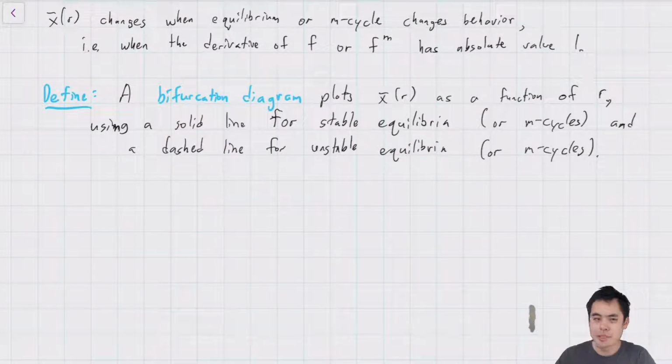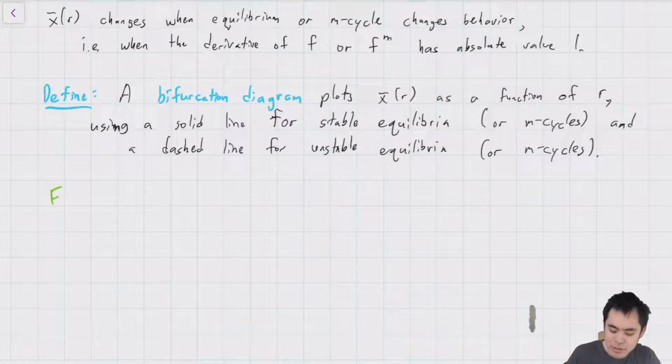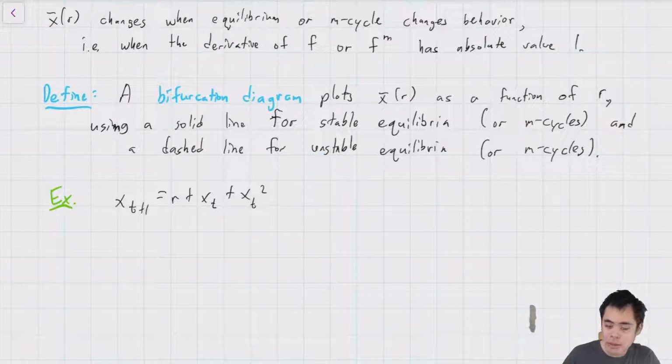Let's give an example of this, because this is a little bit weird of a definition to use, and I don't think it's so obvious without drawing a picture. So I'm going to use a very simple example. x sub t plus 1 is equal to r plus x sub t plus x sub t squared, for minus 1 less than r less than 1.